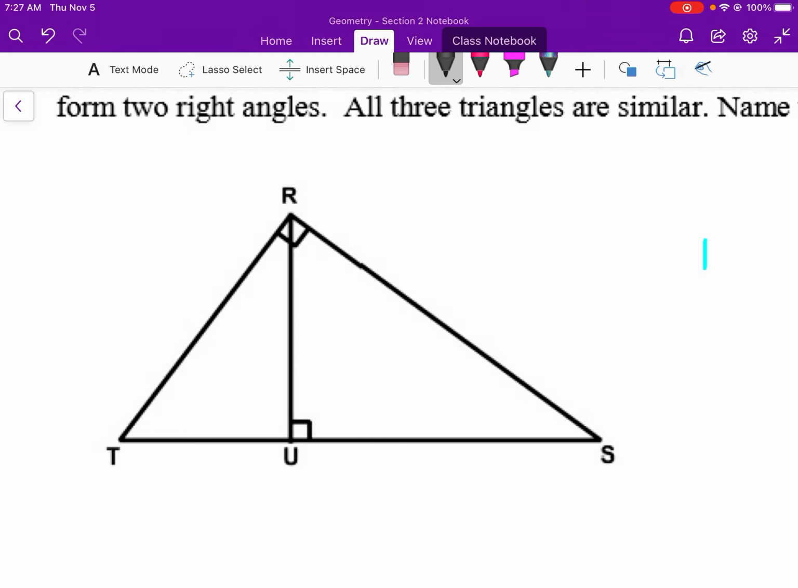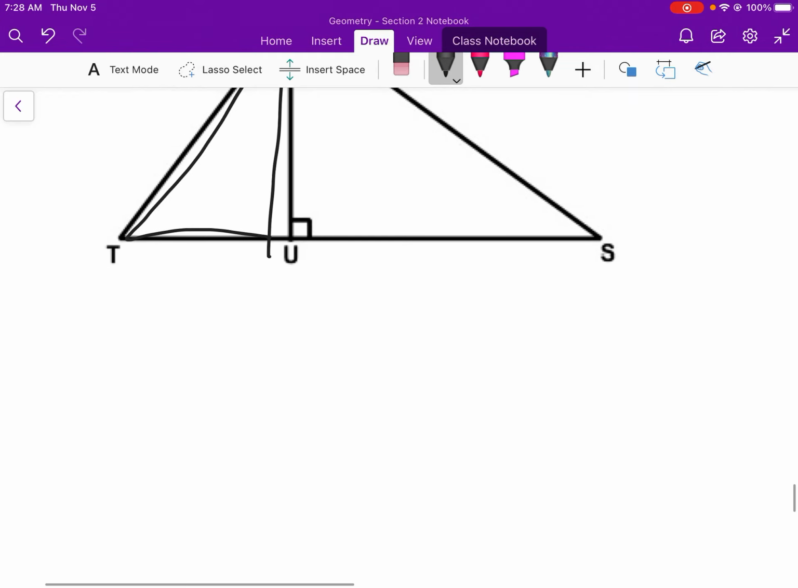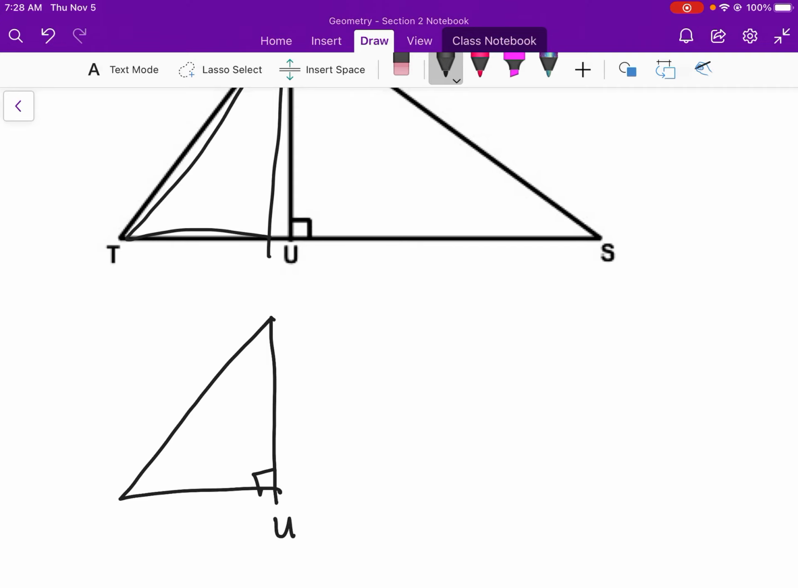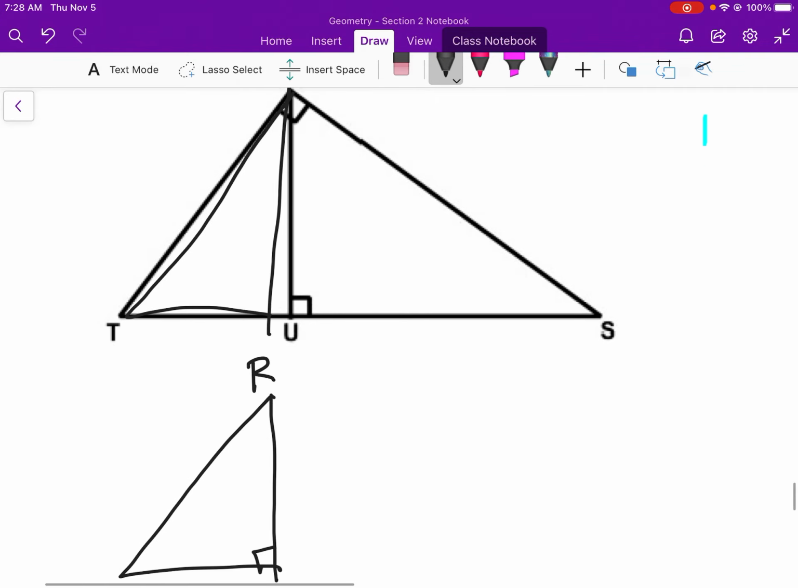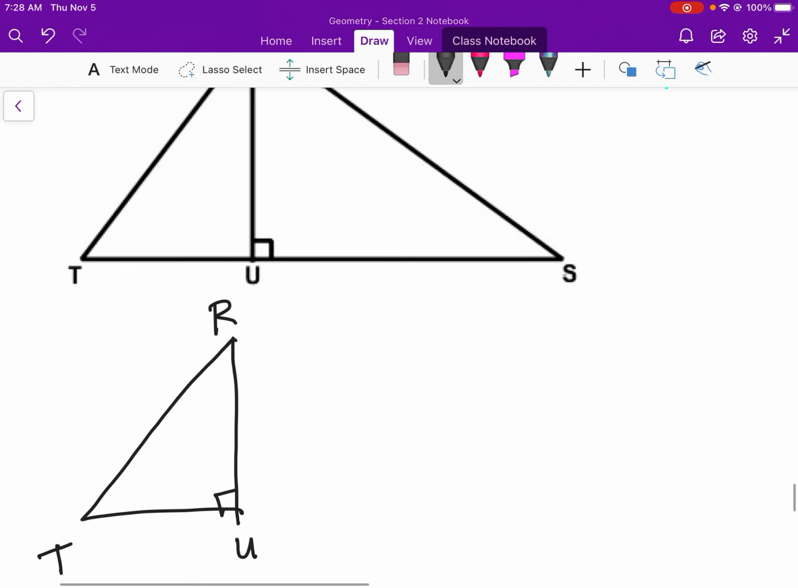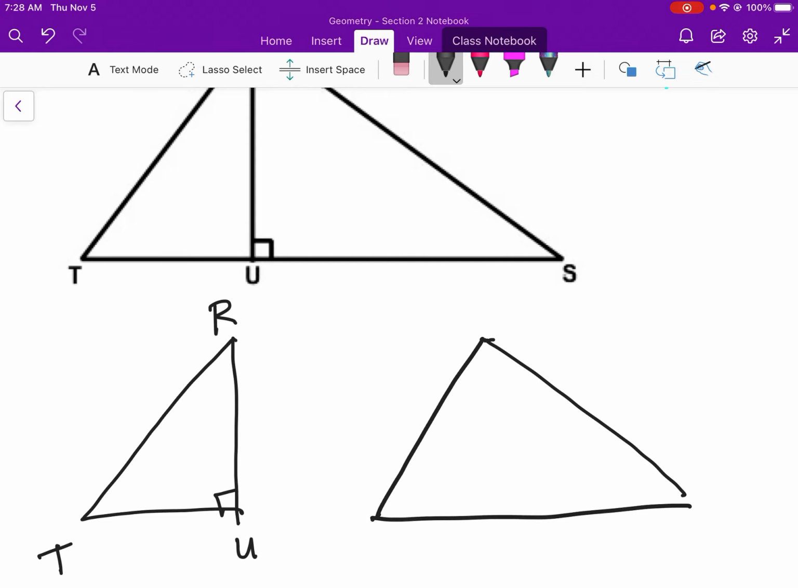So if I talk about this triangle, I'm going to pull it out and put it down here. And this is U. This is a right angle. This is T. And at the top, this is R. And now I'm going to pull out just the giant triangle so that it looks like this. And this is angle R, this is angle T, this is angle S.